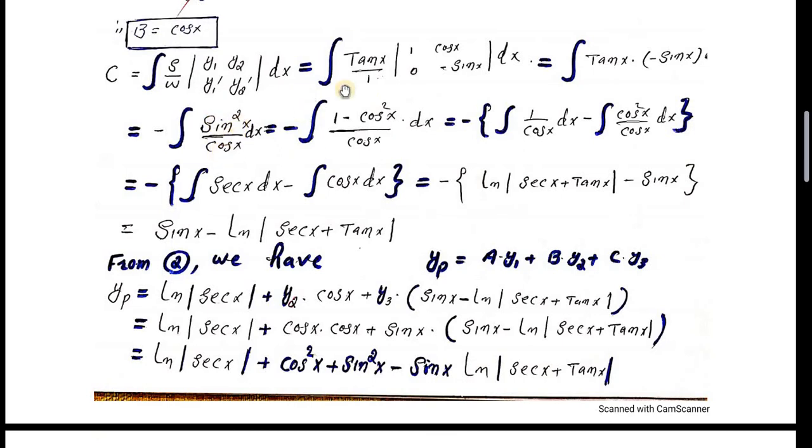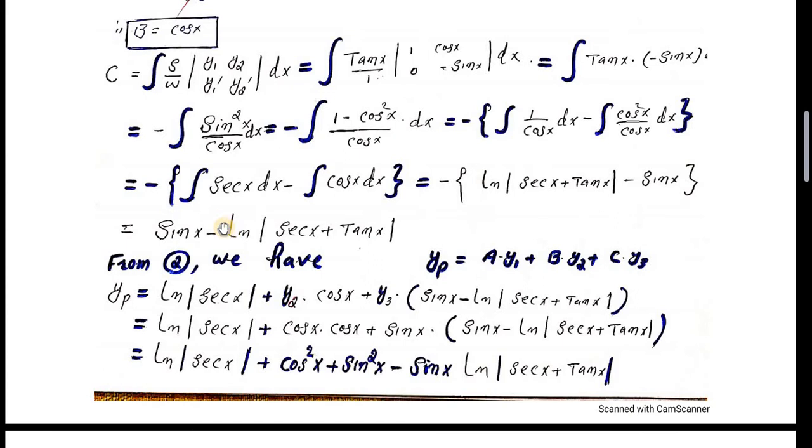Now this sine square is equal to 1 minus cos square. Now simplifying, we get 1 over cos into cos square divided by cos. 1 over cos is secant, and here we will have integral cos. Integral of secant is equal to log of secant plus tangent. Integral of cos is always sin x. Now taking this negative sign within the bracket, so this will be the value. This is the value of c.